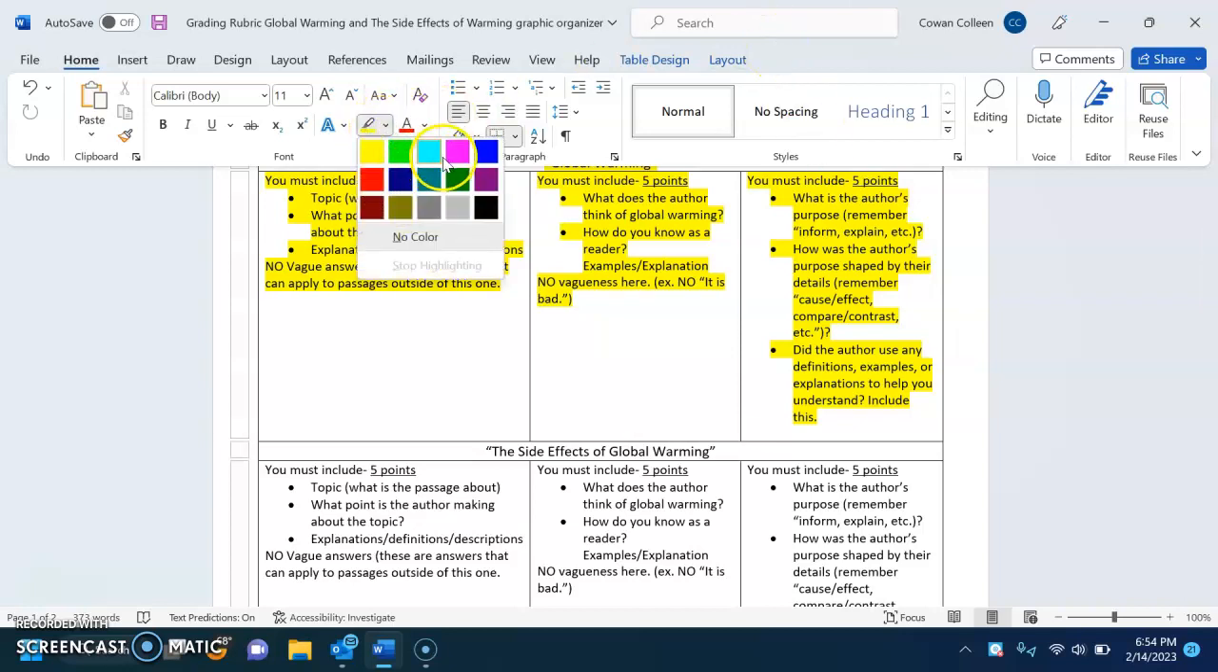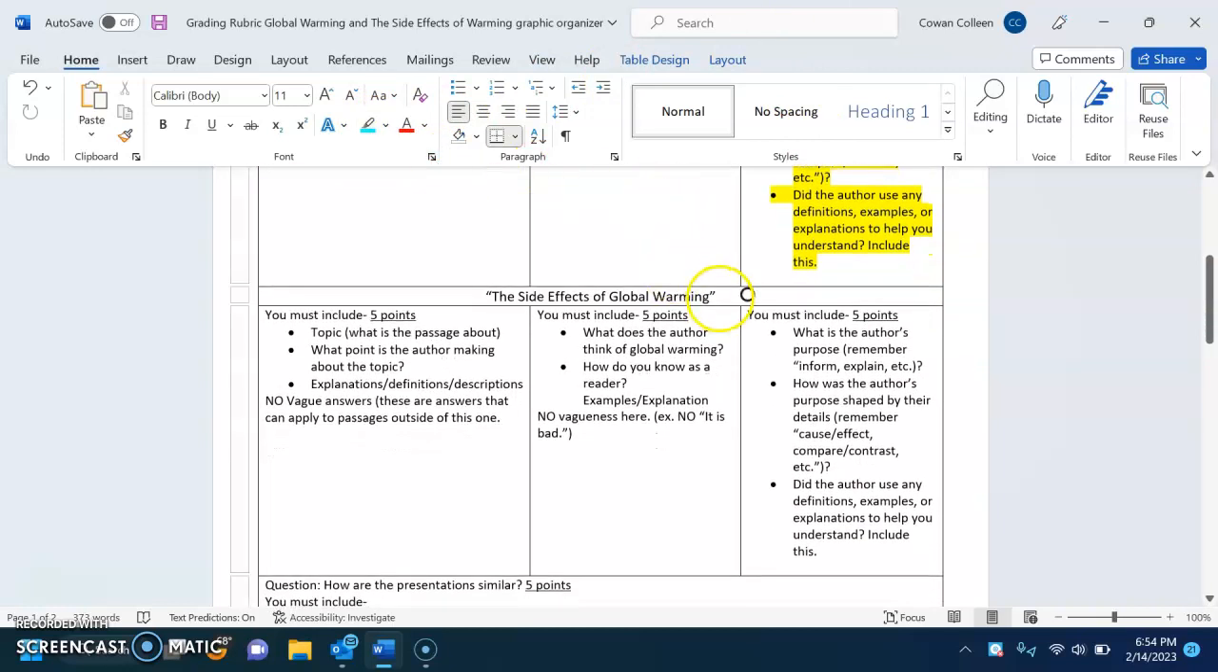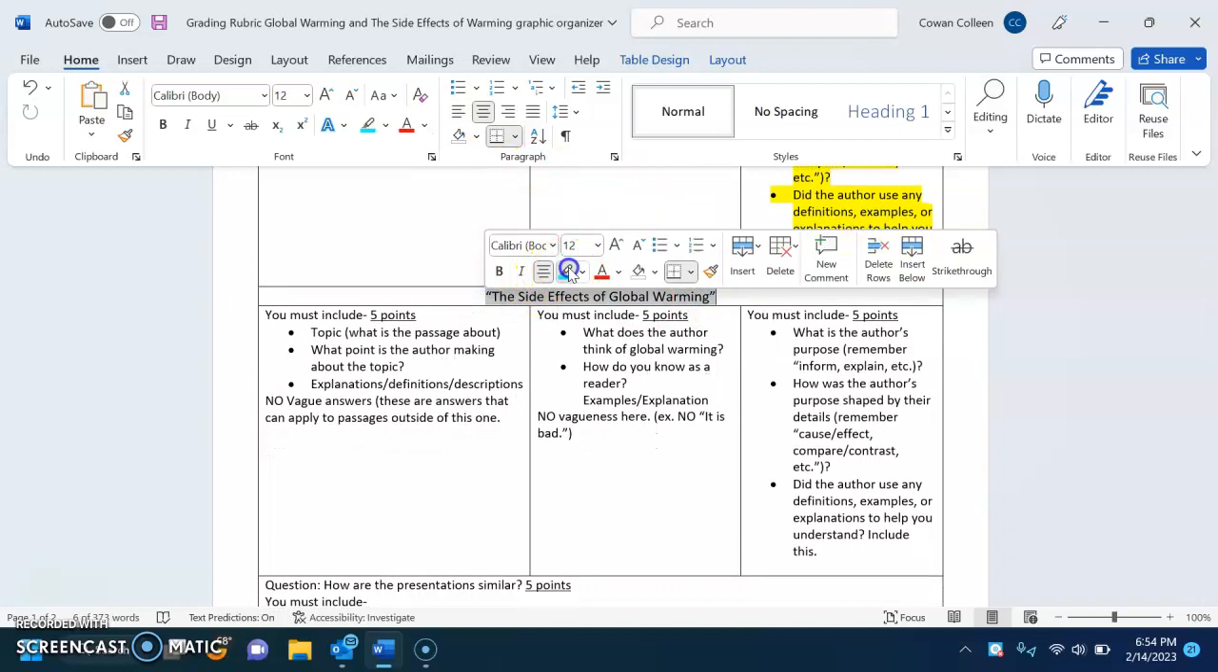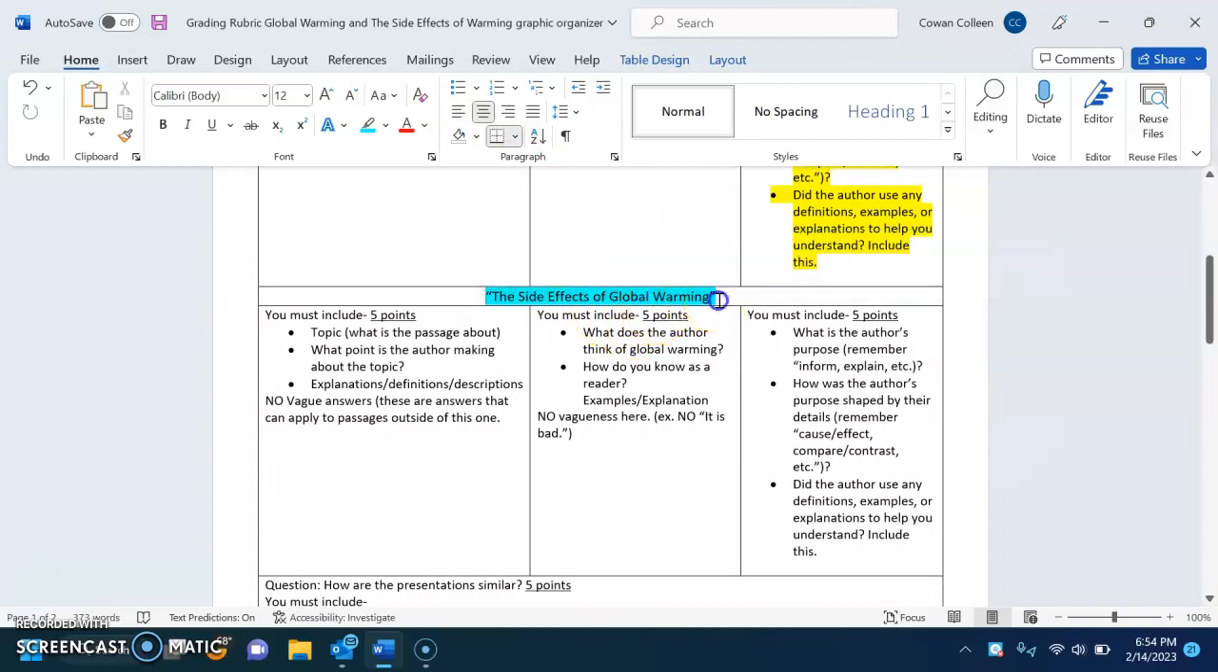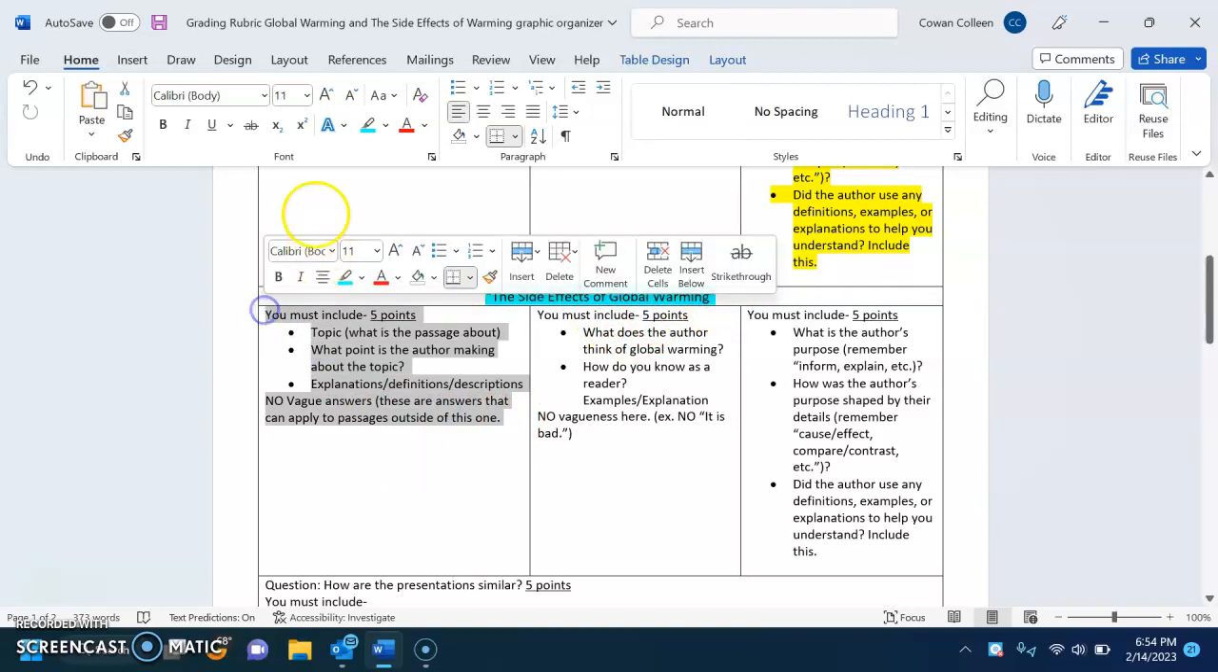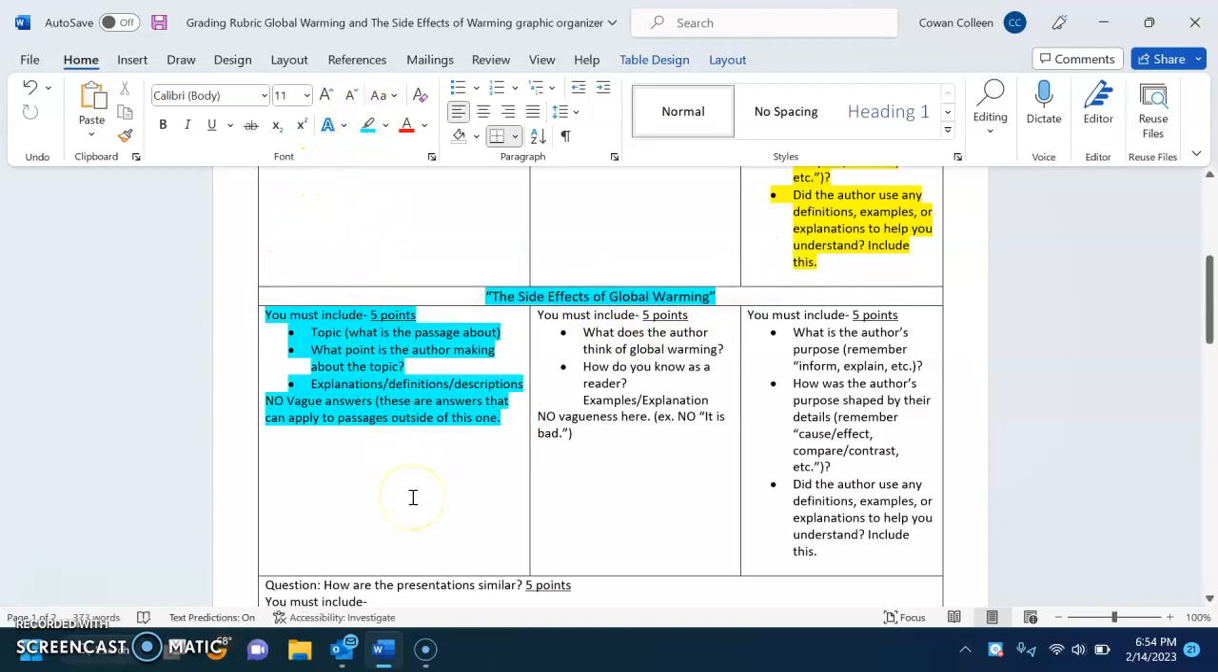Now let's take a look at the second article. I'm going to switch highlights a little bit so that you know I'm going to the second article. Now, second article text is the side effects of global warming. The 5 points here, you must include topic. What is this passage about? What point is the author making about the topic? Explanations, definitions, descriptions. Remember, no vague answers, ones that you can apply to any text. The author talks about global warming, includes some information about it. He explains some things, gives definitions. You need to give me specifics here. No vagues.